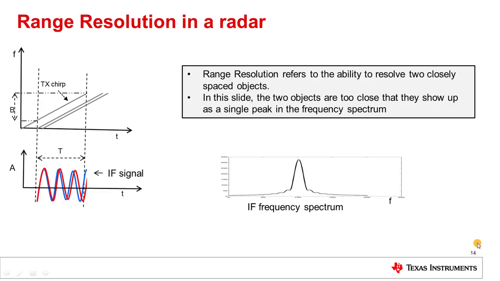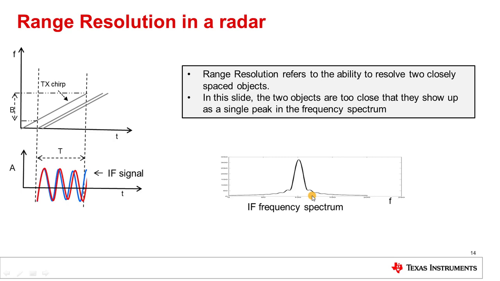The moment we talk about multiple objects, the next natural question is range resolution. That is, how close can any two of these objects be and still be resolved as two peaks in the IF spectrum? So in this example, we have two reflected chirps from two objects, and the corresponding amplitude-versus-time plot of the IF signal shows two sine waves. But the frequencies of these sine waves are so close that they show up as a single peak in the frequency spectrum. How do we improve the range resolution of this radar?